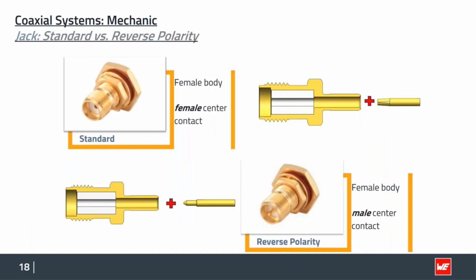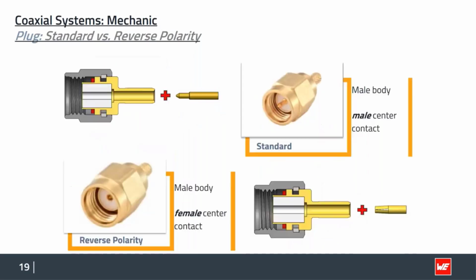Of course, we carry the SMA in standard and reverse polarity, which is easily explained. For the standard type you have the female body, the outer thread, and inside, of course, the female center contact. And if it's reverse polarity, you have the same outside housing from the female body with the outer thread, but you have the male pin inside. Of course, for the male connector, it's basically the same.